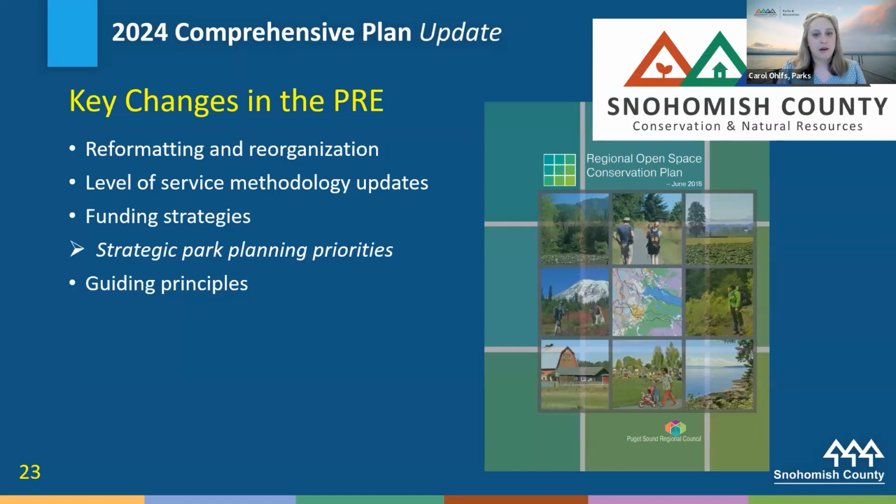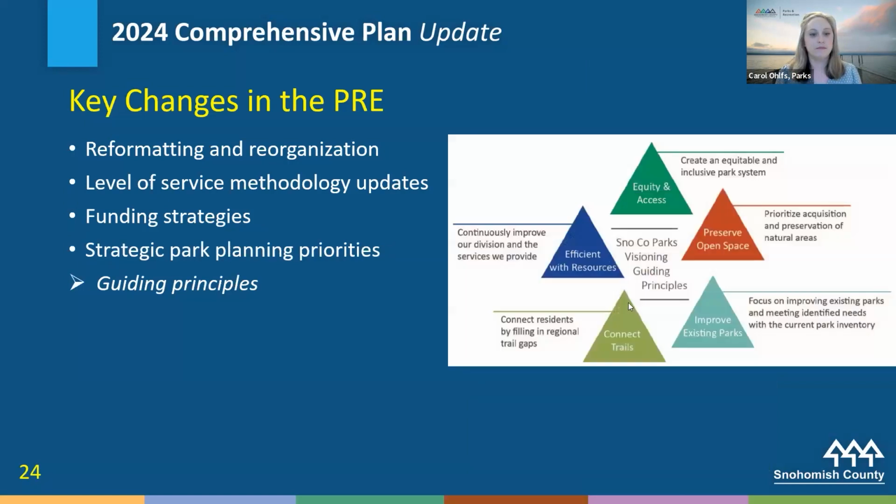Strategic park planning priorities are integrated throughout the element and focus on equity, regional trails, climate change adaptation and resiliency, and providing the passive and active recreation facilities that are in highest demand by the community. This park element update retains the same core emphasis on providing regional park facilities within the context of a healthy environment and supporting growth within the urban growth areas.